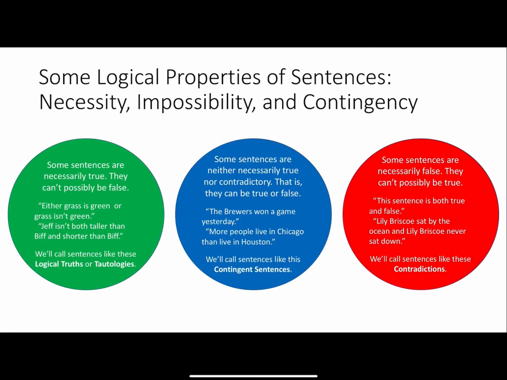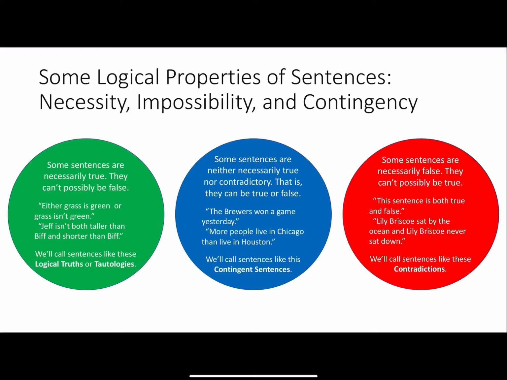A third class of sentences are sentences that are neither necessarily true nor contradictory. That is, they can be true or false. The Brewers won a game yesterday. Right now, the baseball season isn't going, so this sentence is false, but later in the year, this sentence may be true. More people live in Chicago than live in Houston. At certain times in America's history, this sentence has been true. At other times, it may be false.